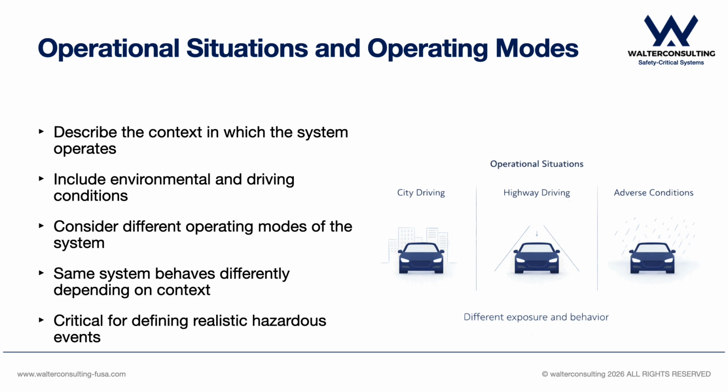Operational situations describe the context in which a system is used. This includes factors such as the driving environment, road conditions, and traffic scenarios. For example, driving in a city is very different from driving on a highway, and both are very different from driving in adverse conditions like heavy rain or fog.